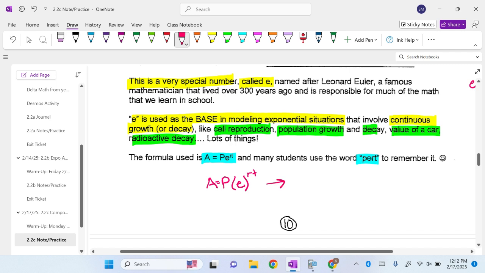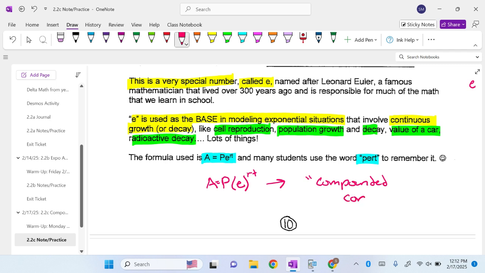And again, a lot of people, as soon as they learn this formula, are like, oh, this formula is so easy to remember. It can only be used in one situation. The only situation when you can use this formula is if it explicitly says compounded continuously.